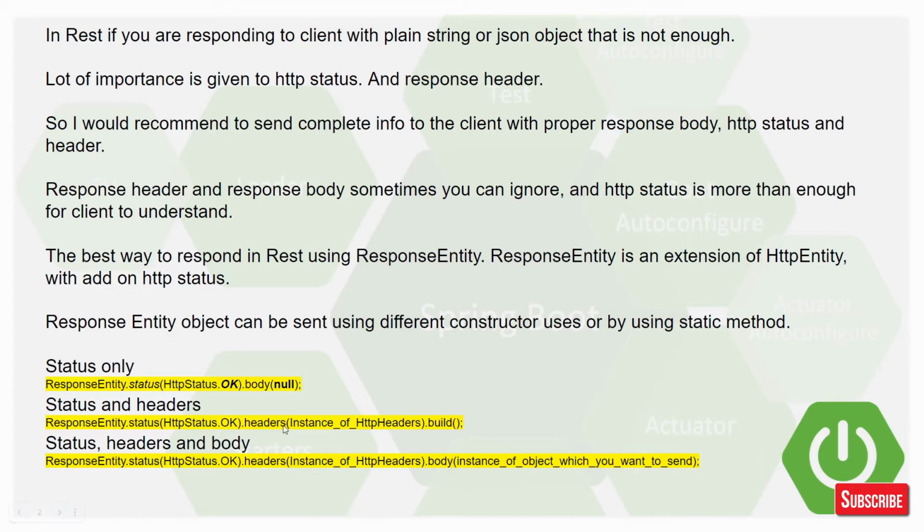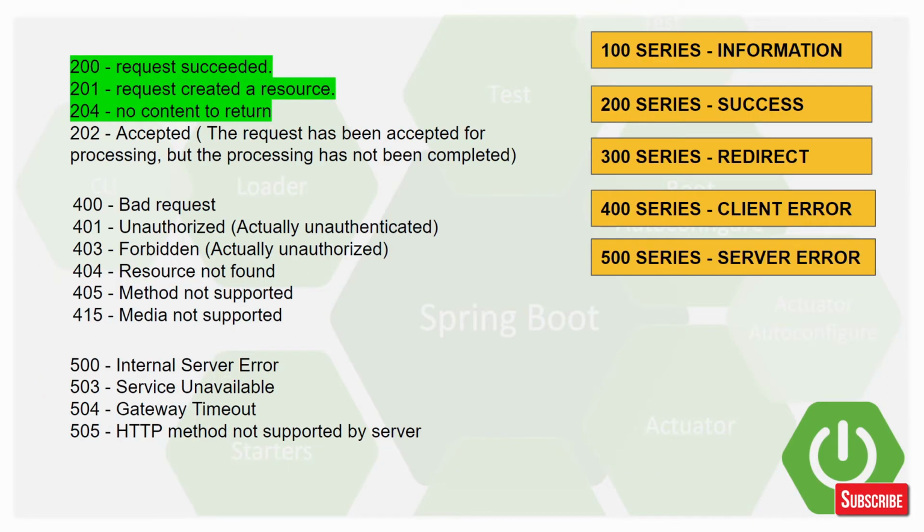Simply a status and header, you can send through status, header and build. And finally, if you want to send a response to the client where you want to include HTTP status, header, body, everything, that can also be achieved. In the whole scenario, HTTP status has a lot of importance in a REST API. So whatever you are sending in the HTTP status makes a lot of sense to the client.